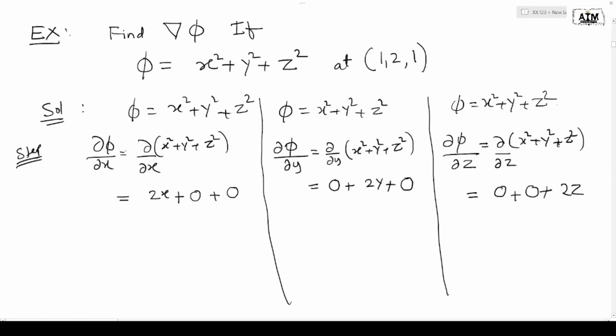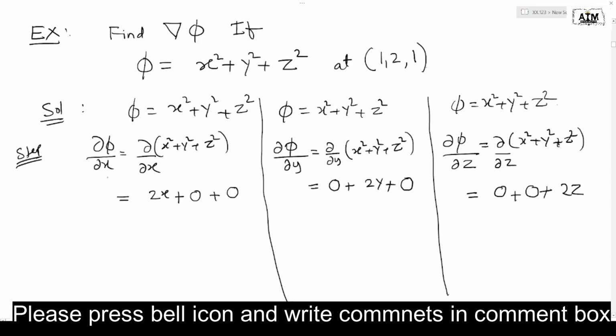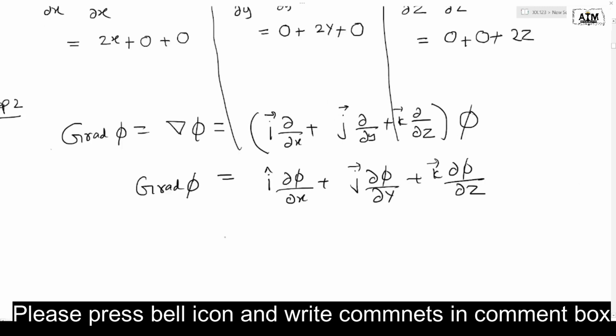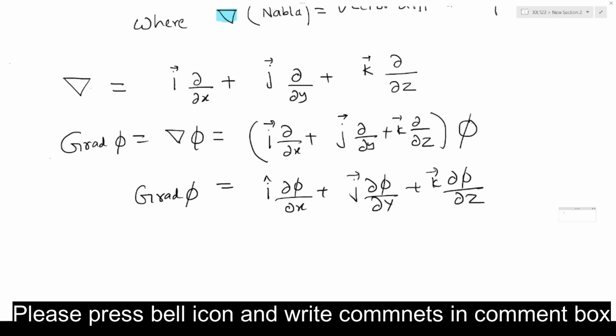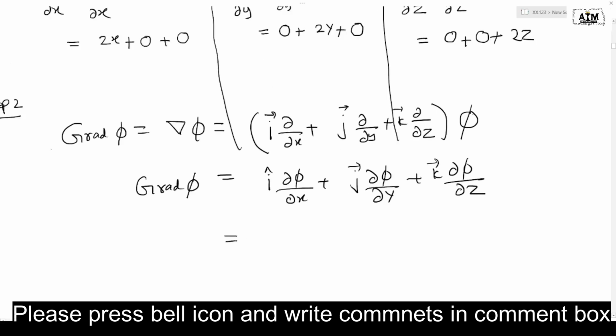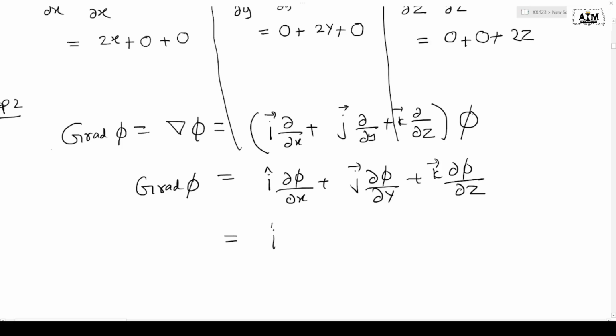To find the gradient, you require step 1. In step 1, we found dou phi by dou x, dou phi by dou y and dou phi by dou z. Now putting these values in the formula of gradient phi, therefore, the gradient of phi is nothing but vector i times dou phi by dou x, value 2x, and vector j dou phi by dou y, value 2y, and vector k dou phi by dou z, value 2z.